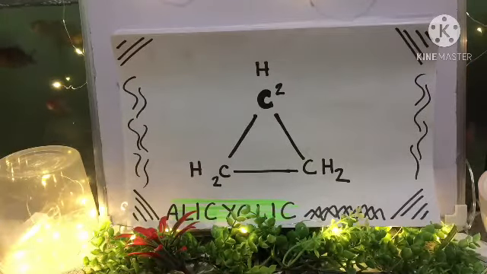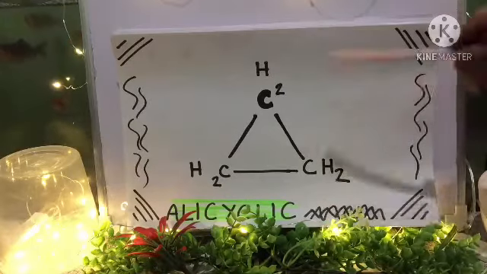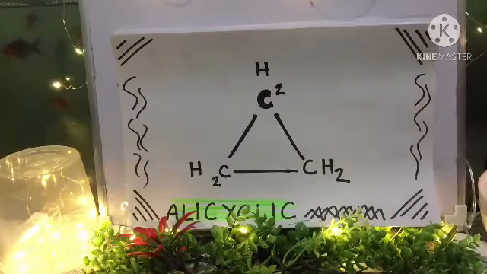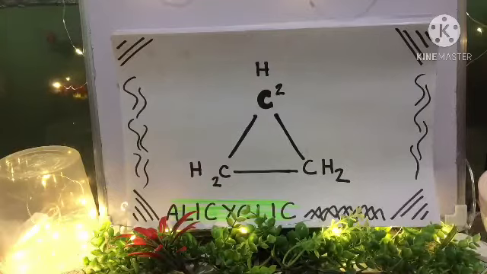So what are alicyclic hydrocarbons? It is an organic compound that contains one or more closed rings of carbon atoms. The term alicyclic specifically excludes carbocyclic compounds with an array of pi electrons characteristic of aromatic rings.